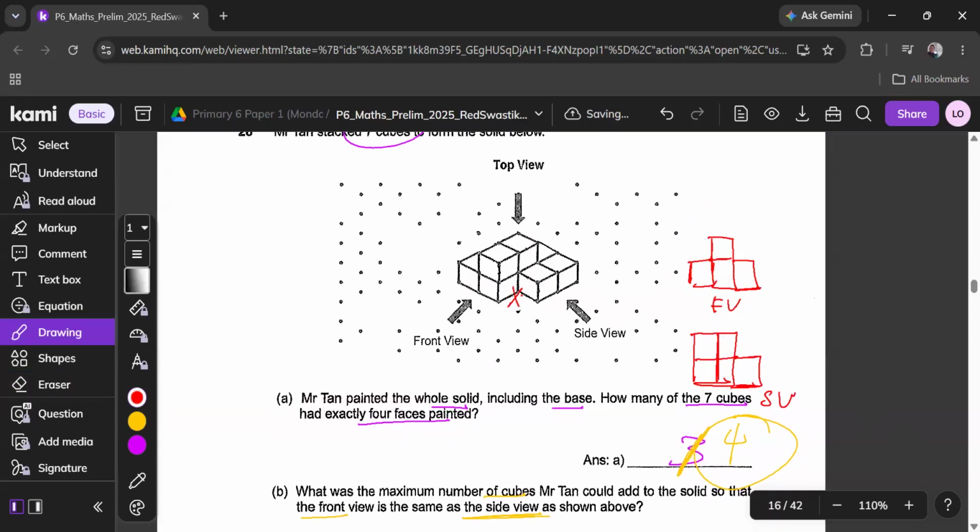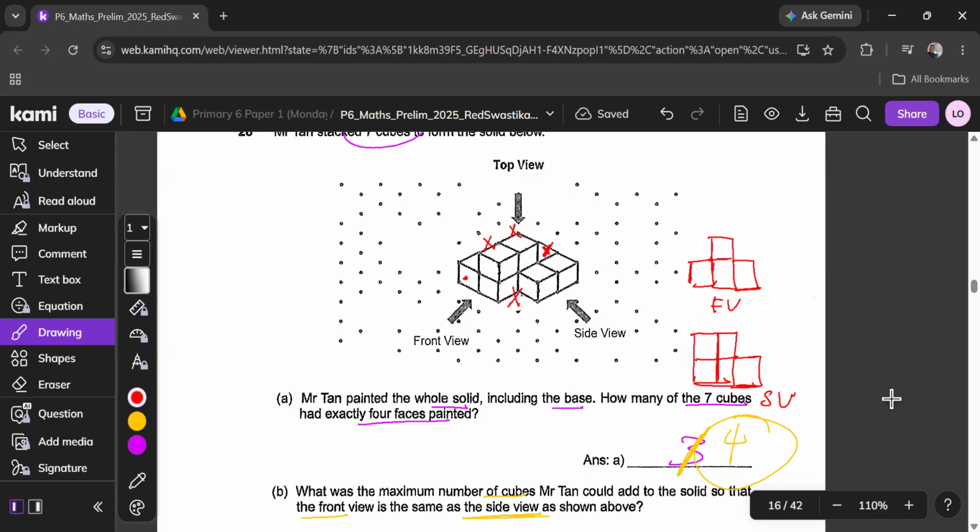So if I put a cube here, it doesn't change, right? So that's one cube already. If I put a cube right behind this cube, it also doesn't change. And I put a cube here, also doesn't change, which is sitting on the table. So these two cubes are actually sitting at the ground level. And then there is a cube here, which the student has drawn. So that cube also can put. So you put all these cubes, you will not change the front view and the side view.